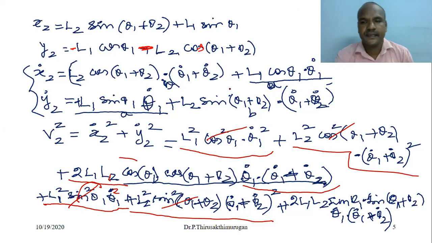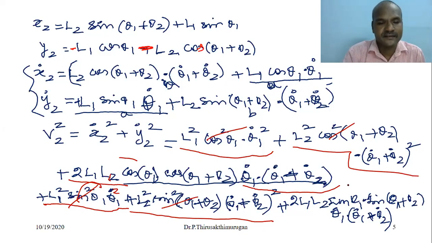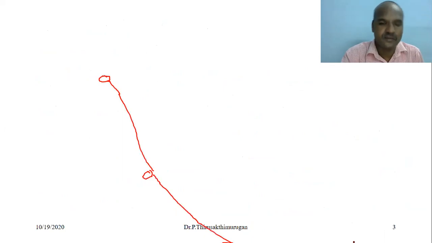After taking the common term, we will be getting cos theta 1 into cos of theta 1 plus theta 2. Similarly, sin theta 1 into sin of theta 1 plus theta 2. Addition of these two. Can you tell the formula?